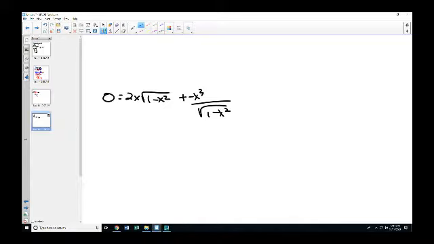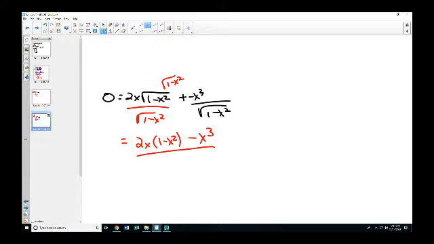Do you want me to show you how to do that one? Yes. What's the common denominator? Square root of 1 minus x squared, right? Multiply top and bottom. What is root 1 minus x squared times root 1 minus x squared? 1 minus x squared. Minus x cubed, right? And then here's our common denominator. What did I just tell you about denominators and zero?